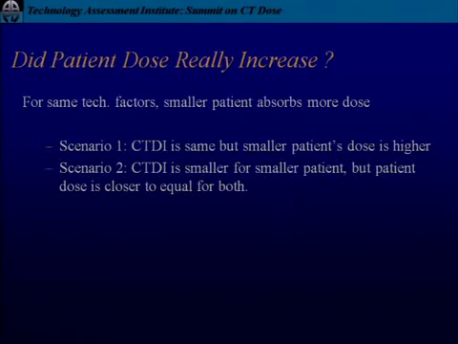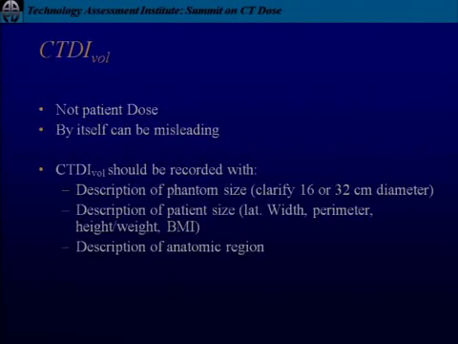Okay. All right, so we went through that. In scenario 1, CTDI is the same, but the smaller patient's dose is higher. CTDI is smaller for the smaller patient, but the patient dose is actually closer to equal in that second case. Now, I'm going to pitch some of my own stuff here in a second, if you don't mind. But CTDIvol, again, is not patient dose by itself. It can be misleading, and without other information, it really can be misleading. It really should be recorded with a description of the phantom size.